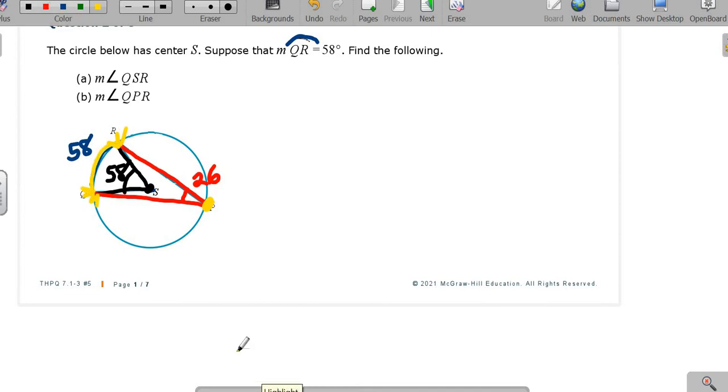Now you just have to be very careful. QSR is 58. They won't necessarily go in order, so you need to be very careful there. And then here we have QPR is 26.